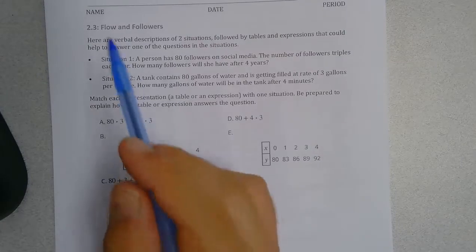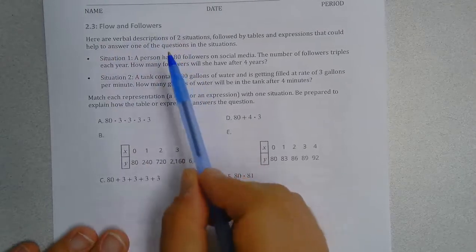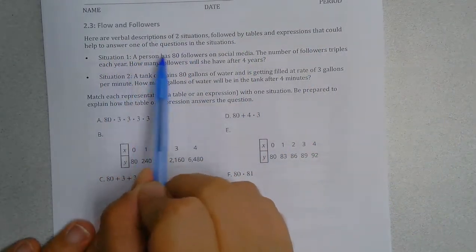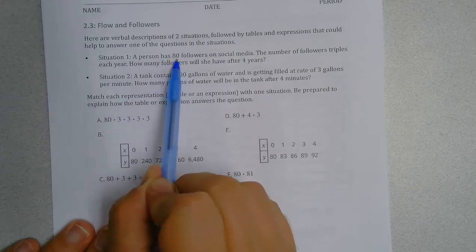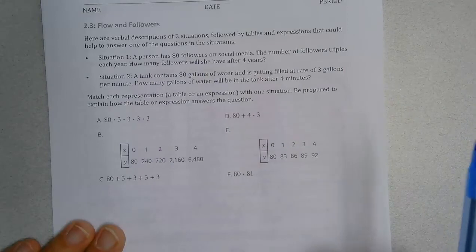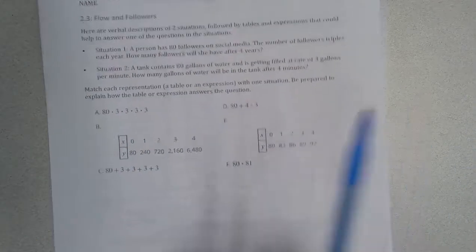So here we're going to talk about 2.3, flow and followers. So here are verbal descriptions of two situations. Situation one, a person has 80 followers on social media. The number of followers triples each year. How many followers would they have after 4 years?